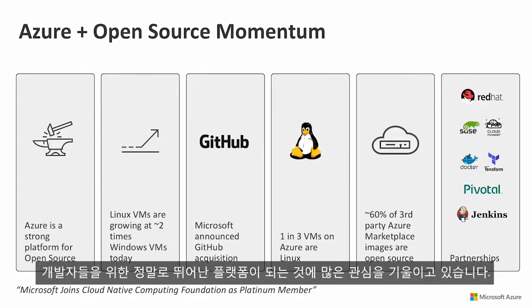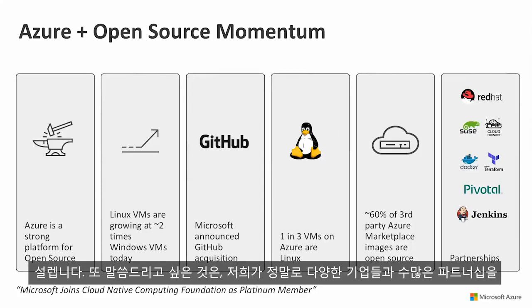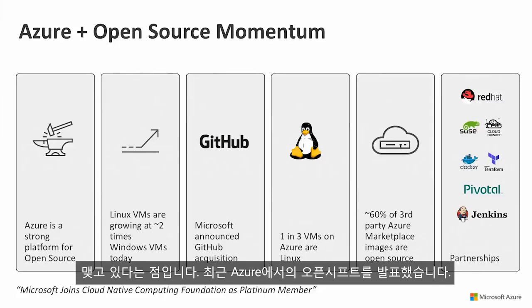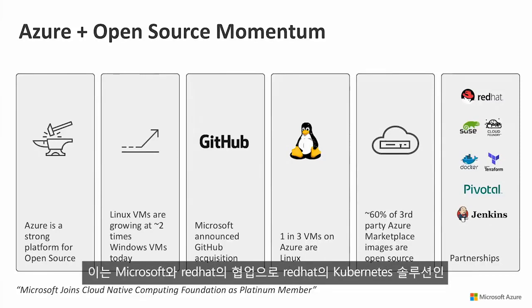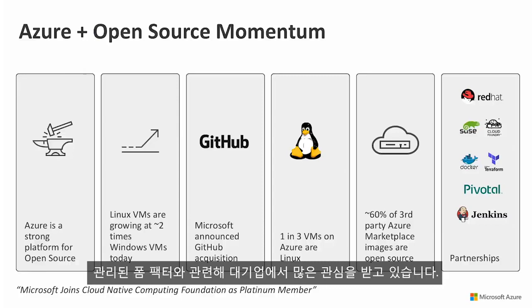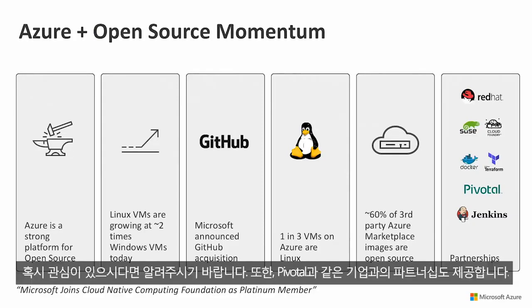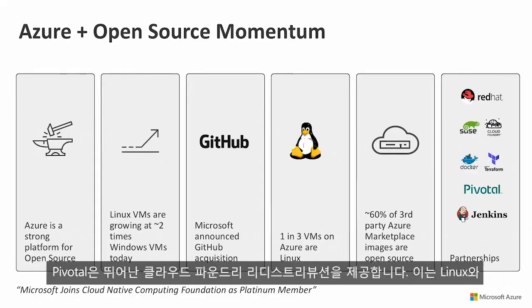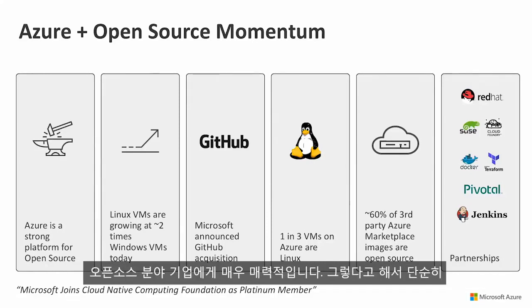We're really interested in being a great platform for developers, and I'm excited to see what Microsoft has to offer there. But I do also want to point out that we have lots of different partnerships with different players. We recently announced OpenShift on Azure, which is a joint collaboration with Microsoft and Red Hat to deliver OpenShift, which is Red Hat's Kubernetes solution, but in a managed form factor running on top of Azure. A lot of excitement from large enterprise on that. And if you're interested, definitely let us know. But we also offer partnerships with folks like Pivotal, who offer a really great Cloud Foundry distribution that is very attractive to folks in the Linux and open source space as well.